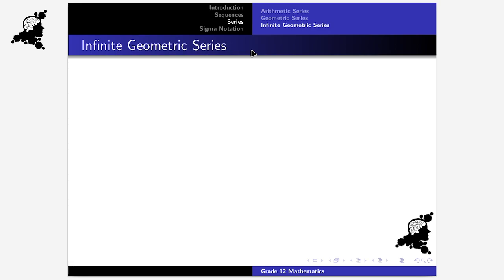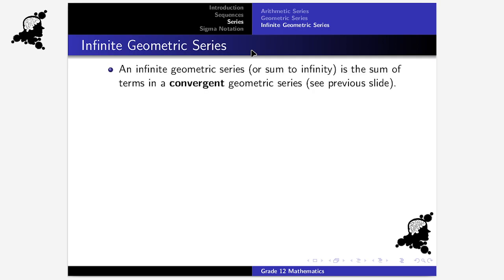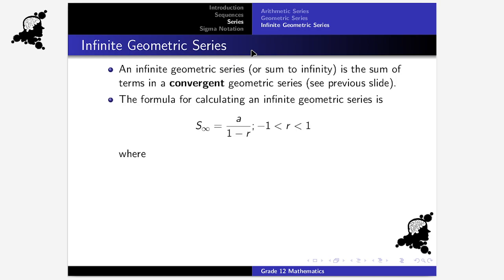We have what we call an infinite geometric series. An infinite geometric series, which is also known as a sum to infinity, is the sum of terms in a convergent geometric series. The geometric series must be convergent for the sum to infinity to exist. I'll repeat this again. The geometric sequence or the geometric series must be convergent for the sum to infinity to exist. This is important. The formula for calculating an infinite geometric series is just given as that.